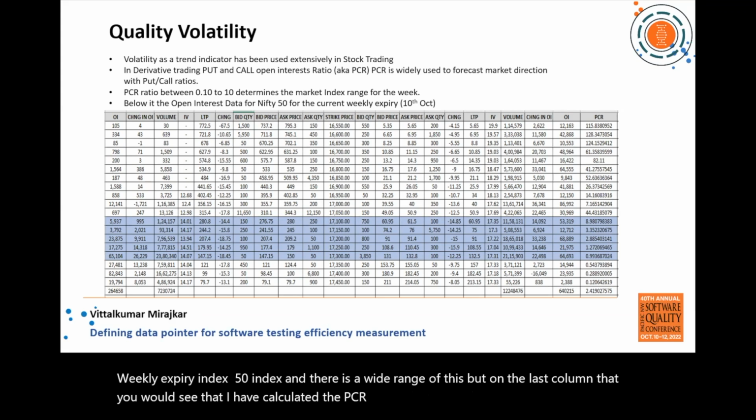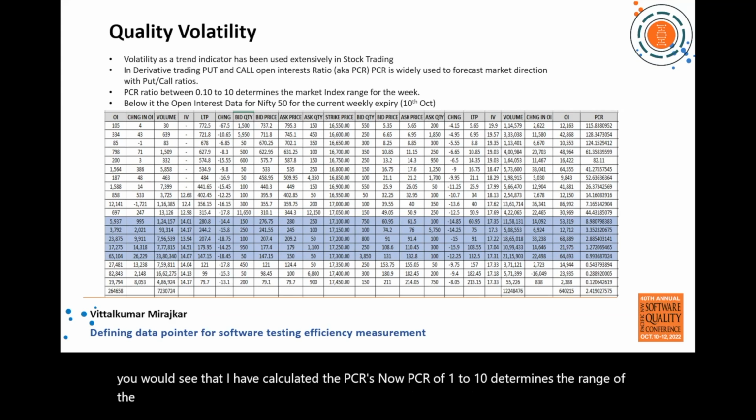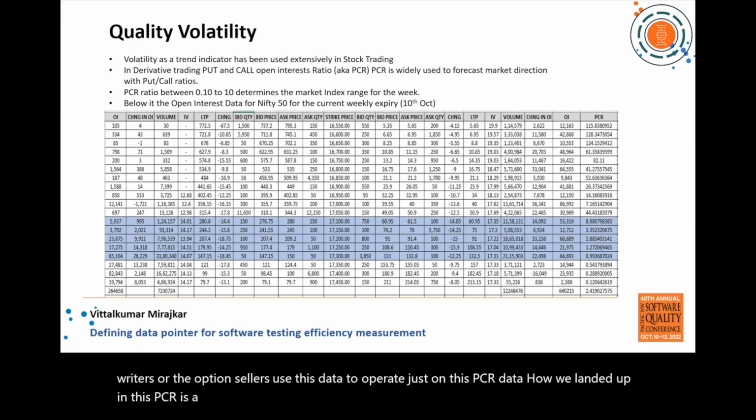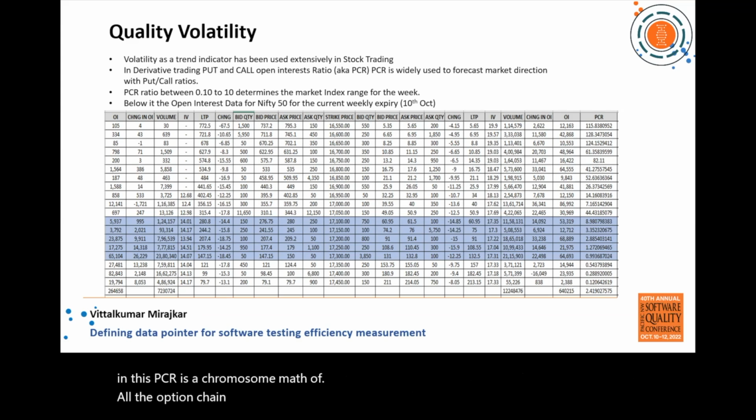Now, a PCR of 0.1 to 10 determines the range where the market would be for this week. And this is pretty much where the call writers or the option sellers use this data to operate. How we land on this PCR is a cumbersome math of all the option chain analysis, but anyone could calculate this PCR, because any exchange would give you this data ready-made.